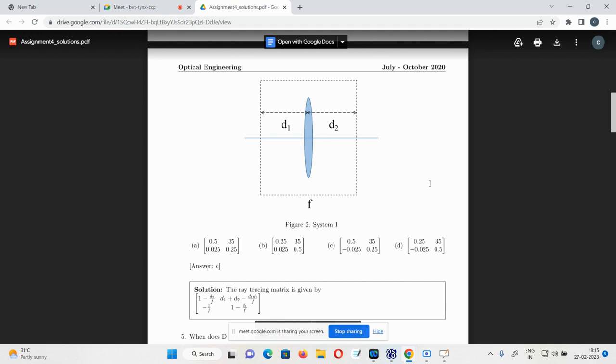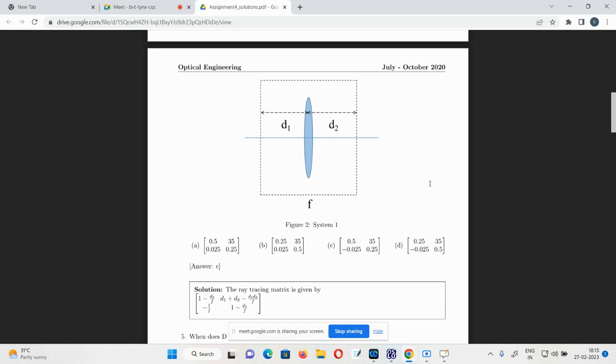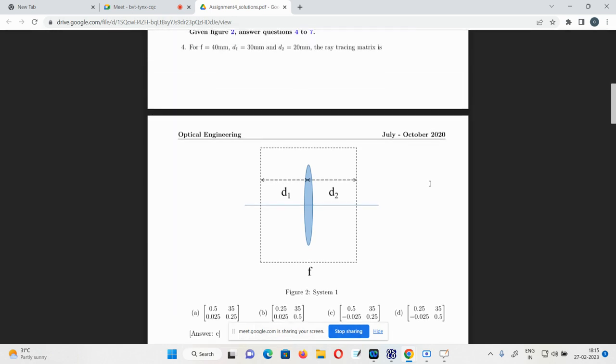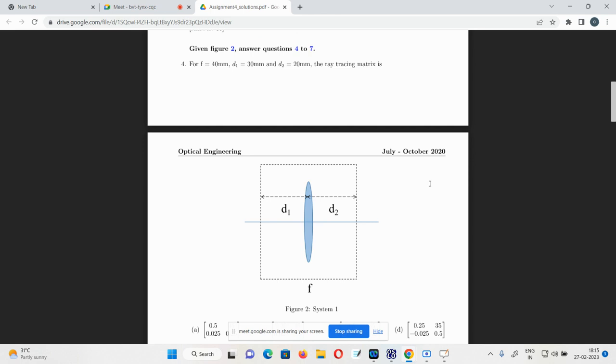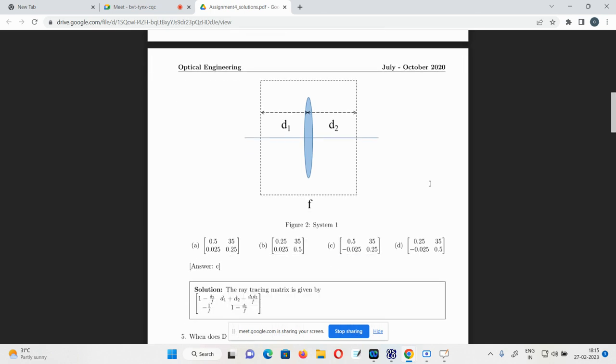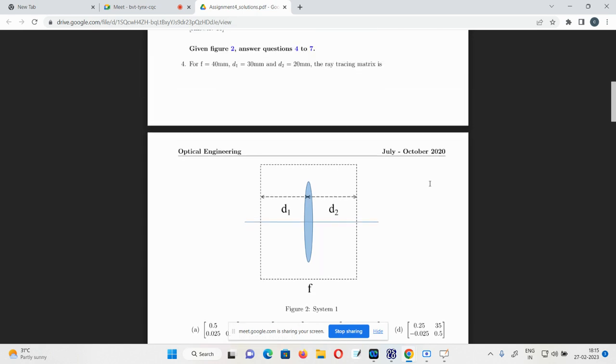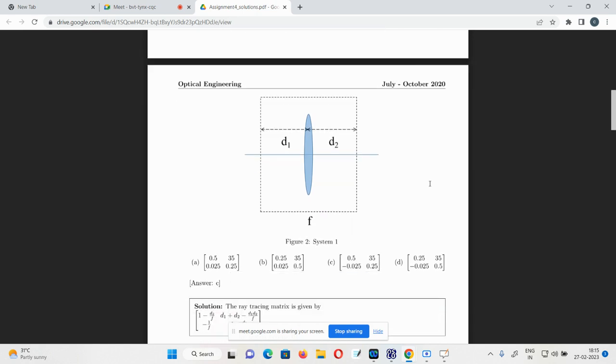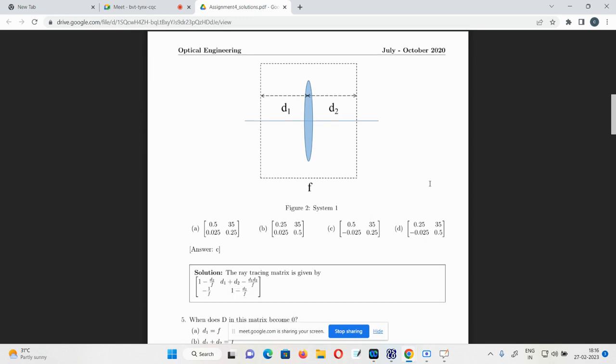So in the first question, they are not given any information regarding the system. Only the given is that it's a system containing a lens of 40 millimeter focal length, and D1 is 30 millimeter and D2 is 20 millimeter. This may not even be an imaging system, we cannot say. So the ray tracing matrix for this one is a general system. You can see that A, B, C, D all have particular values. We cannot say that this will give a proper imaging.